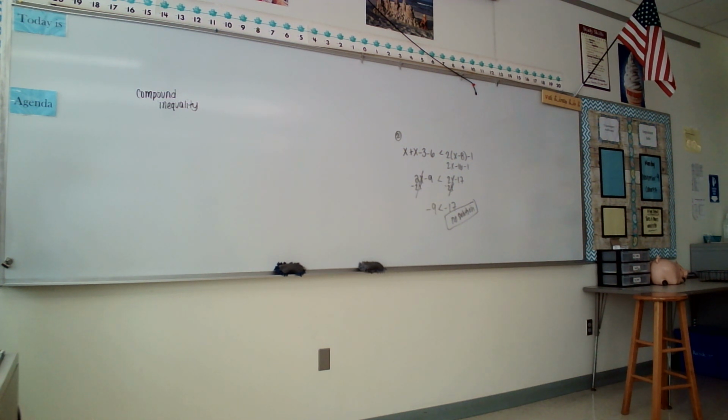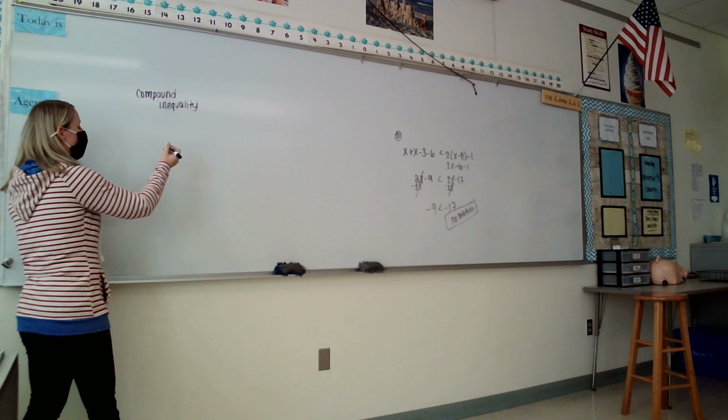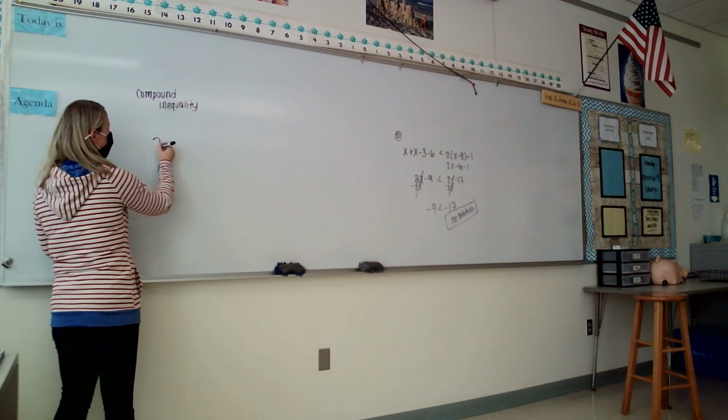So if a compound word is when you combine two words to make something new, a compound inequality is when we combine two inequalities to make a beautiful new one. So what you're going to notice for compound inequalities is you have two inequalities. So here, there's kind of two setups, so let me show both of them to you. Here's the first setup.